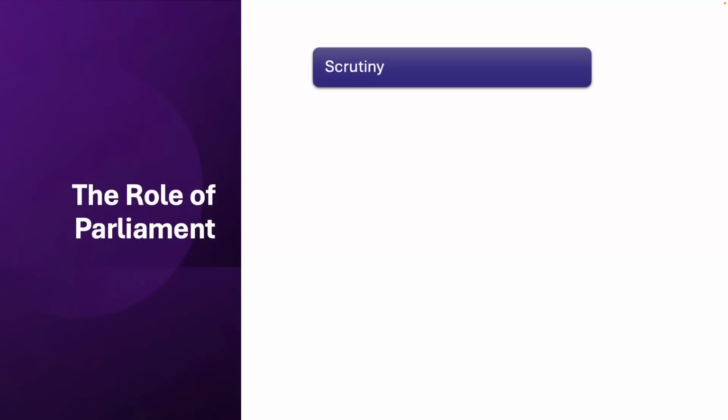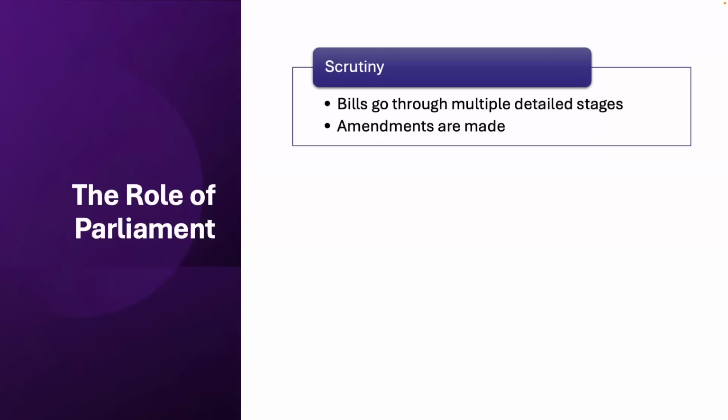So what is the role of Parliament? This is the structure of Parliament. What, in fact, is its role? Well, the first is this idea of scrutiny. They go through the process of scrutinizing legislation that is made and passed into law. Bills go through multiple detailed stages where there is a lot of time for debate and for scrutinizing that legislation to make sure it is actually up to scratch.